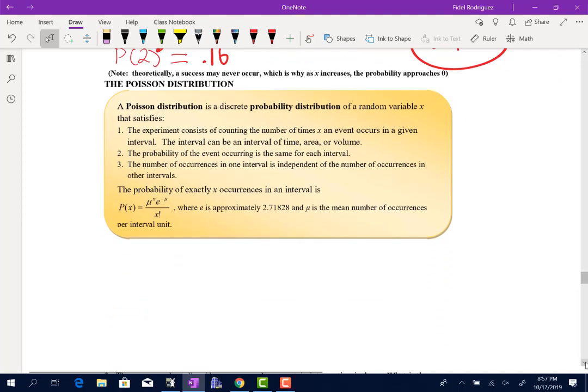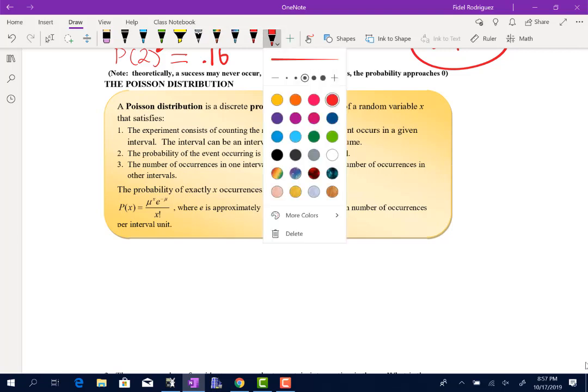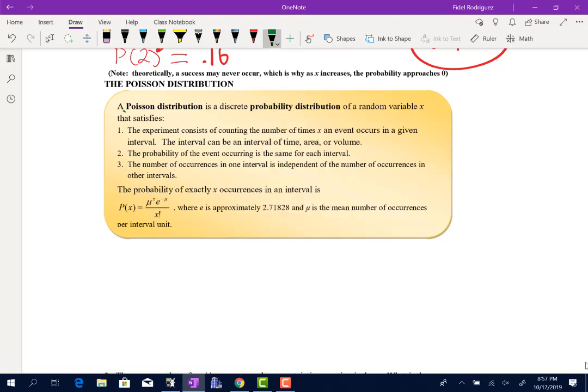All right, so guys, there's another distribution here called the Poisson Distribution. Let's go with green. A Poisson distribution is a discrete probability distribution with a random variable x. It satisfies the following: the experiment consists of counting the number of times x an event occurs in a given interval. The interval can be of time, area, or volume. The probability of an event occurring is the same for each interval. The number of occurrences in one interval is independent of the number of occurrences in other intervals.